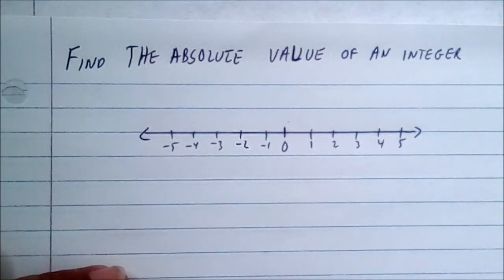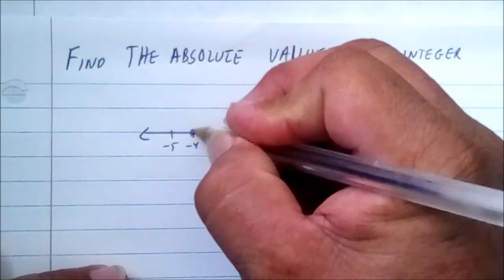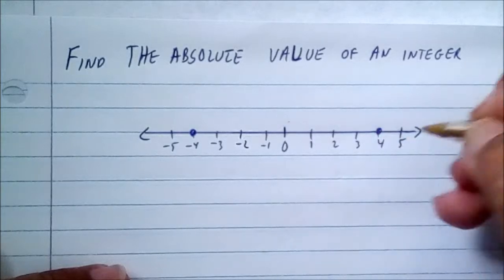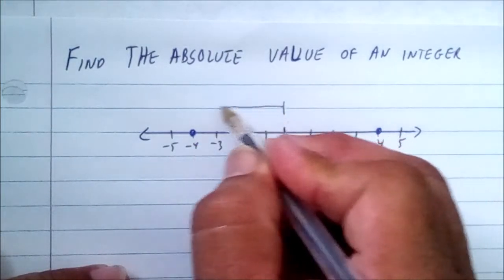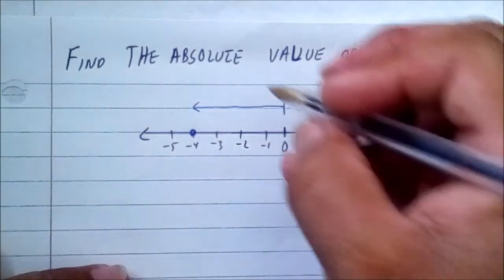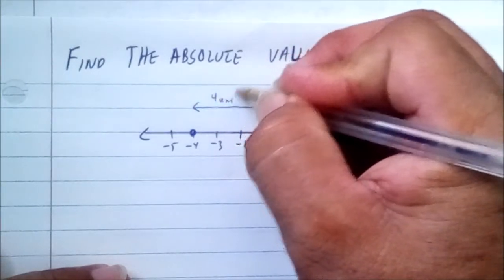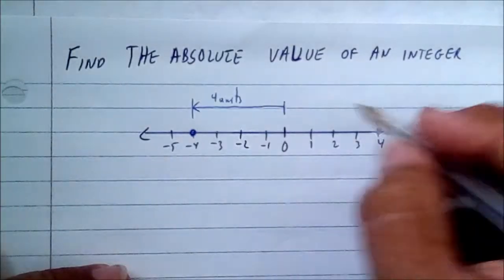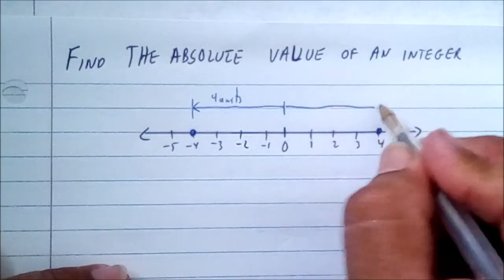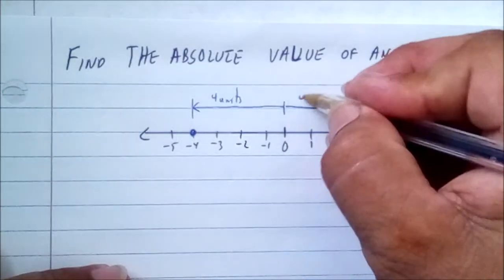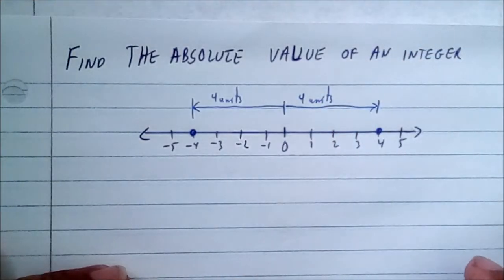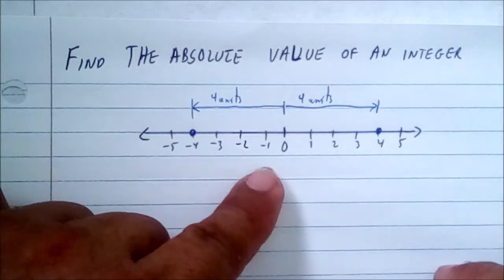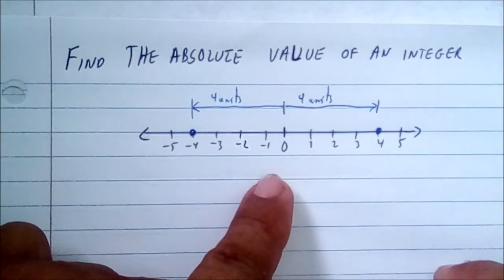Okay, so let's look at two numbers. Let's look at -4 and +4. -4 from here is 4 units away. From here, +4 is 4 units away also. So the absolute value of a number gives the distance between the number and 0.